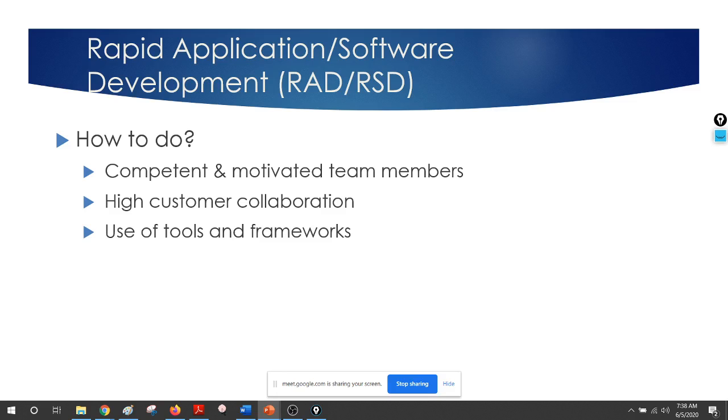How to do it? Of course, you can't do rapid software development in all cases. The first prerequisite is you must have very competent and motivated team members. Very competent and highly motivated team members. Then only they can quickly do some releases.